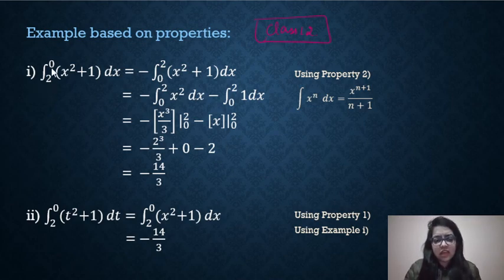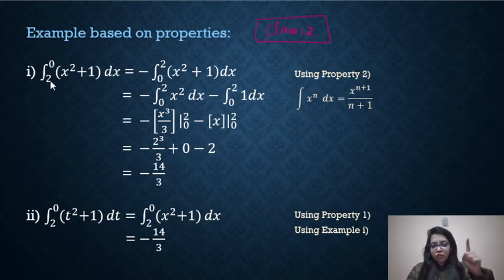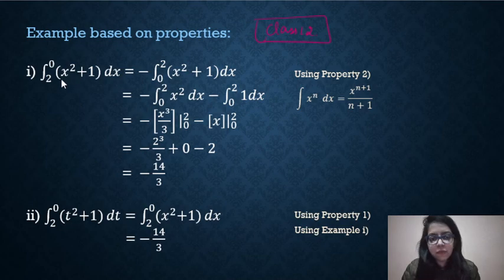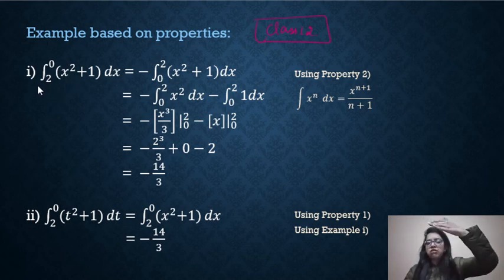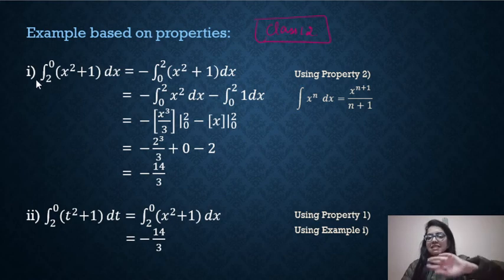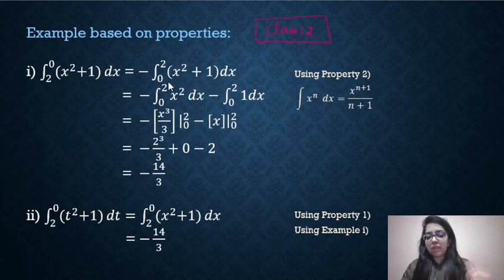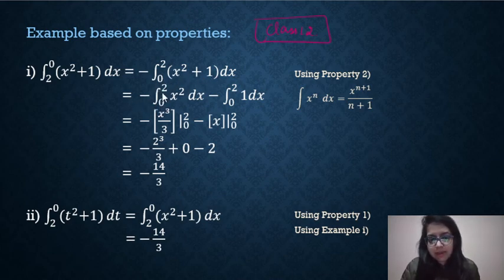The first question is the integral from 2 to 0 of (x square plus 1) dx. Firstly, just write this question in your notebook and try to solve it once. Now, traveling from 2 to 0 is difficult, so just interchange the limits with the minus sign, and we get minus integral from 0 to 2 of (x square plus 1) dx. The function remains as it is, just the limits get interchanged with the minus sign. Now, children, just separate the function: minus integral from 0 to 2 of x square dx minus integral from 0 to 2 of 1 dx.